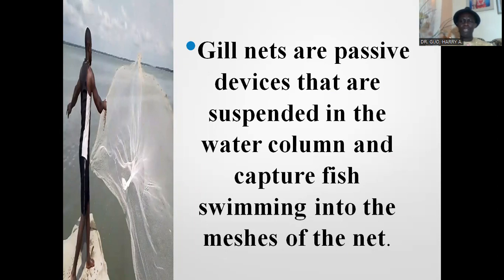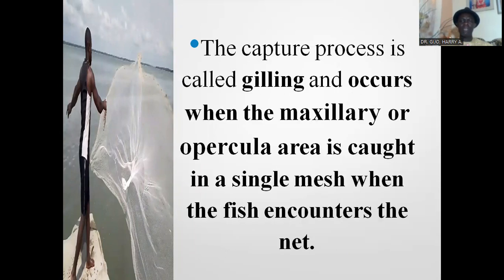So basically, it is set along the water course, and the fish that swim along its path are caught within the meshes of this net. The process is called gilling and occurs when the maxillary or opercular area is caught in a single mesh when a fish encounters the net. They are caught at the opercular area, and that's why they are called a gill net.